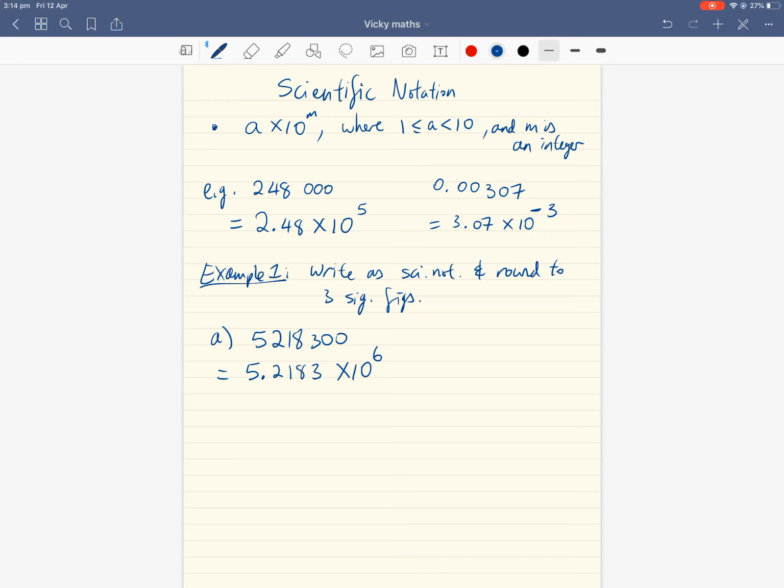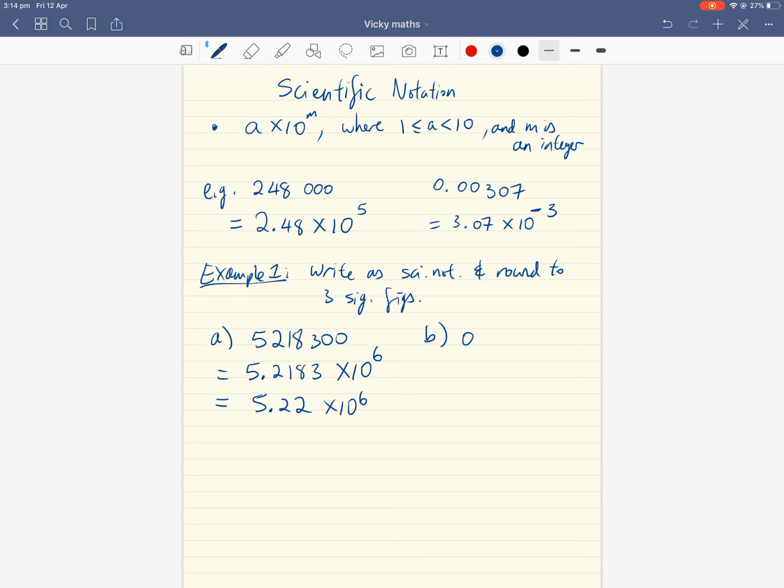That's in scientific notation. Now remember, with significant figures, the non-zero numbers count. So 5, 2, 1 count. We stop there. We look at its neighbor, it's 8. So we need to round the 1 up to a 2. So the answer will be 5.22 times 10 to the 6.